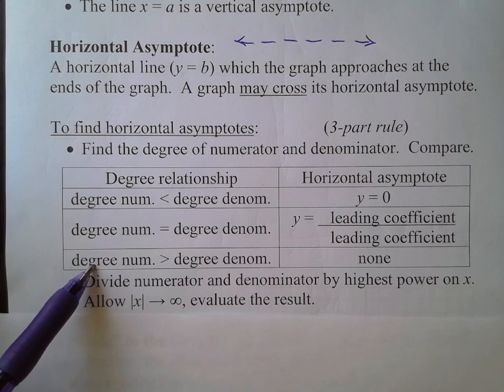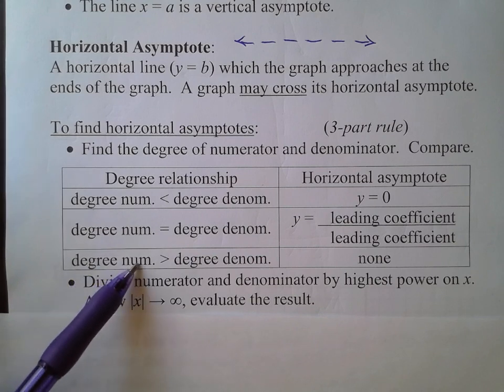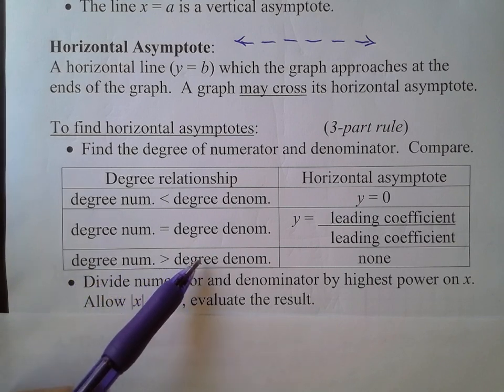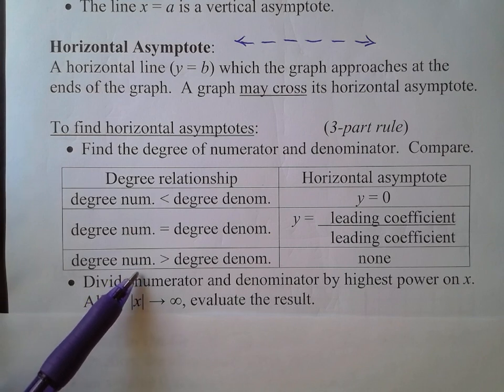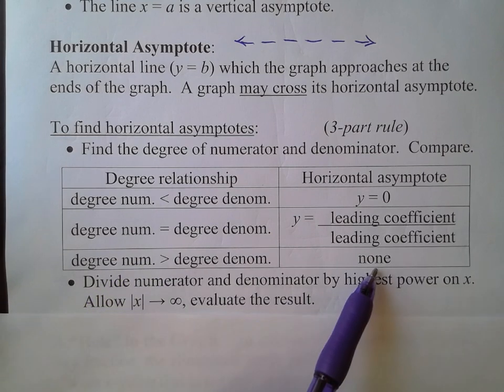If the degree of the numerator is bigger than the degree of the denominator, then as x goes to infinity, the numerator is going to grow faster. And it's going to grow kind of in an unbounded way so that nothing's restricting it. And it's not going to level off. So in that case, we don't have a horizontal asymptote.